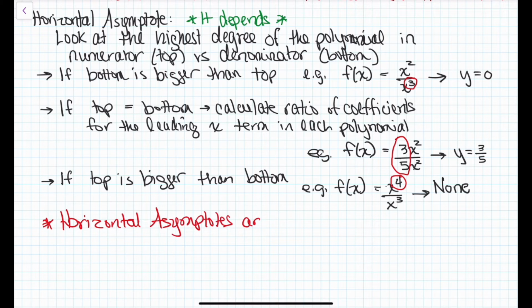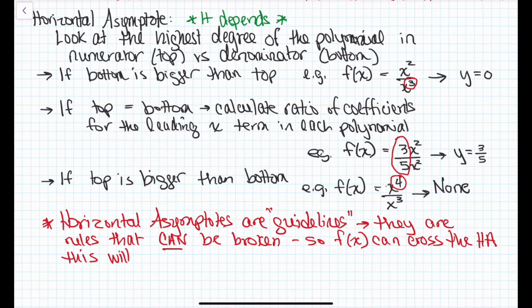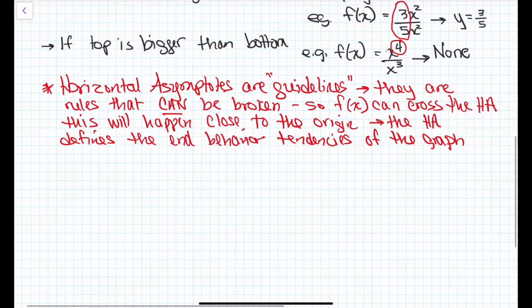So unlike vertical asymptotes, horizontal asymptotes are really guidelines, and sometimes a function will cross the horizontal asymptote, especially when it's close to the origin and closer into the x and y axis. The horizontal asymptotes are really giving us the end behavior tendencies of our function on the graph.